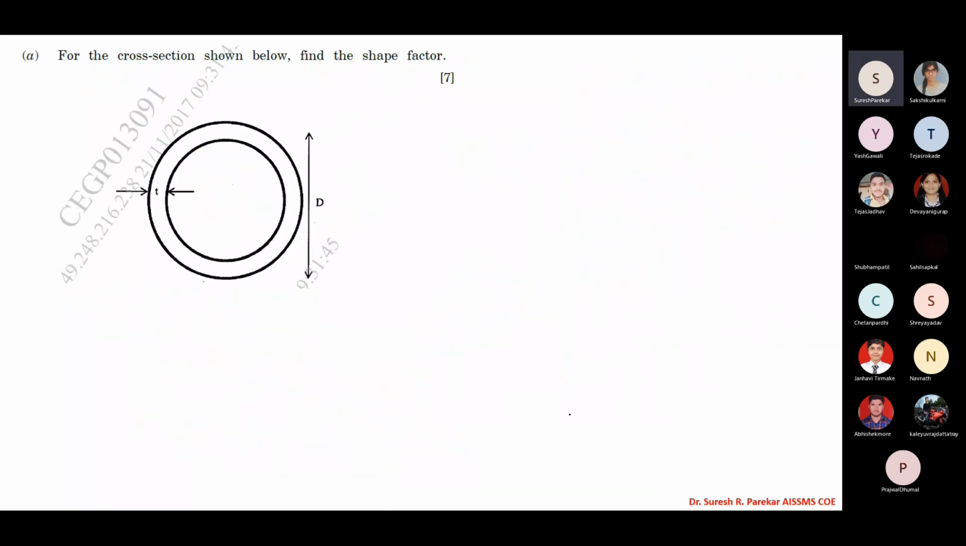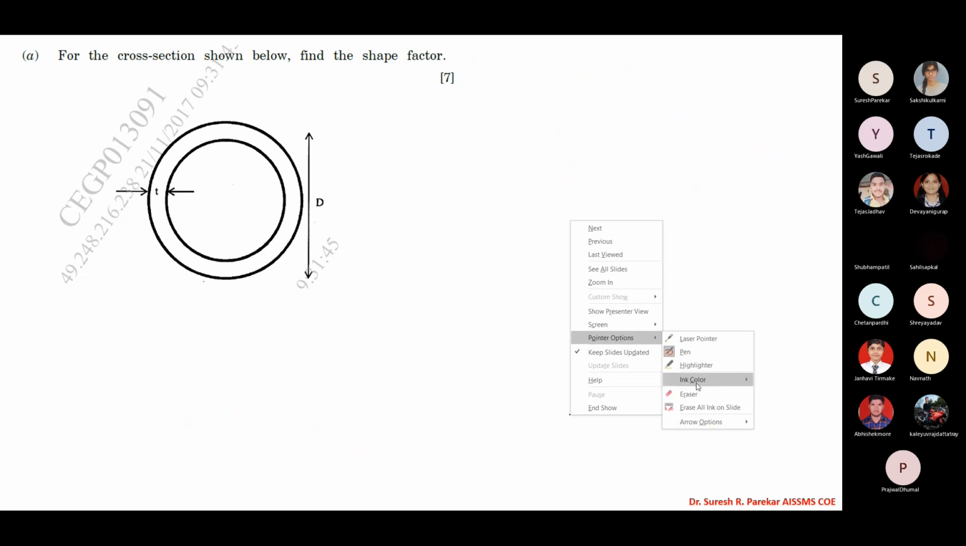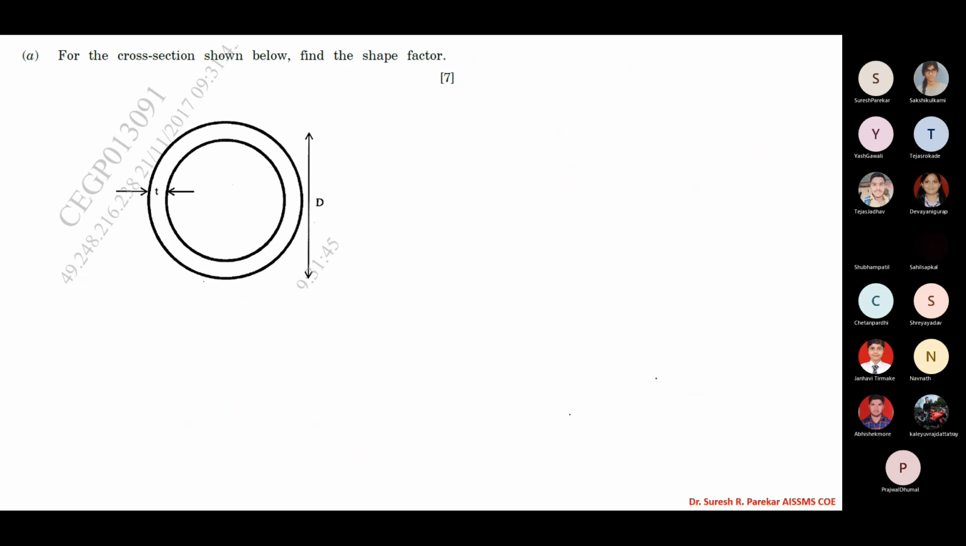Then we have next, for the cross section shown below, find the shape factor. So now in this, again first the elastic neutral axis. So we have I section, sorry, we have circular section. So we have pi by 64 d4.